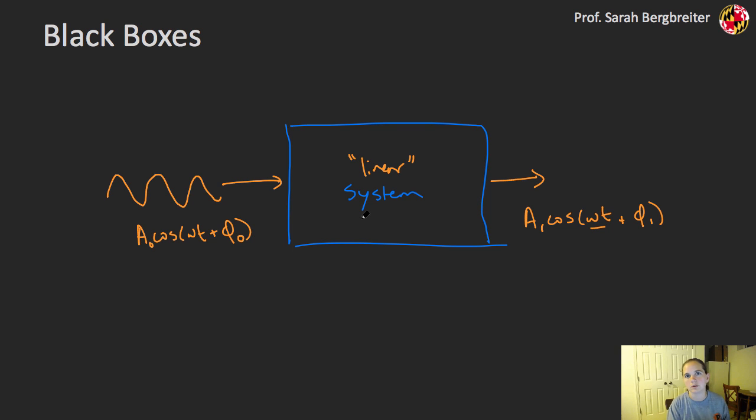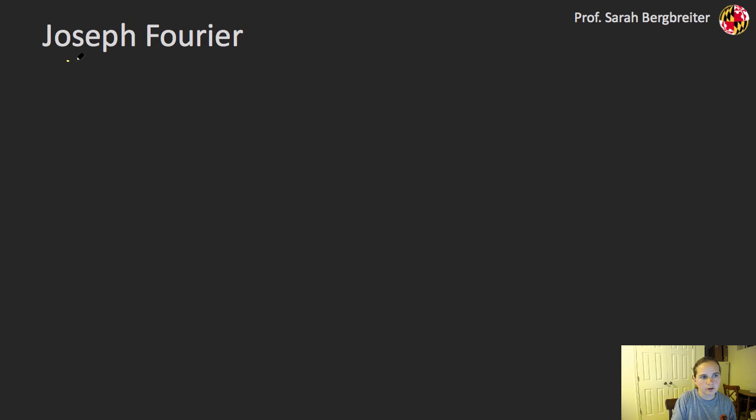And most of the systems that you're going to be playing with are effectively linear systems, at least within a range of values. Okay, and this comes from Joseph Fourier. Joseph Fourier was actually a heat transfer guy. He was a mechanical engineer of sorts. But he basically came up with an interesting observation.